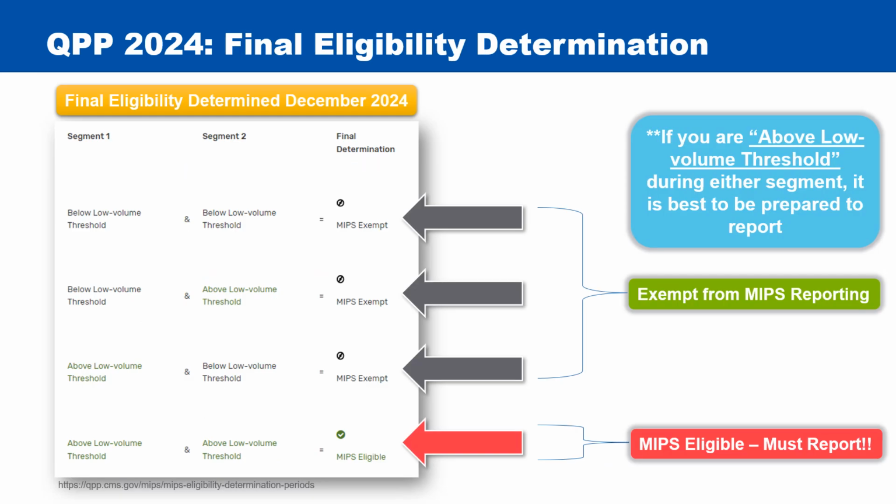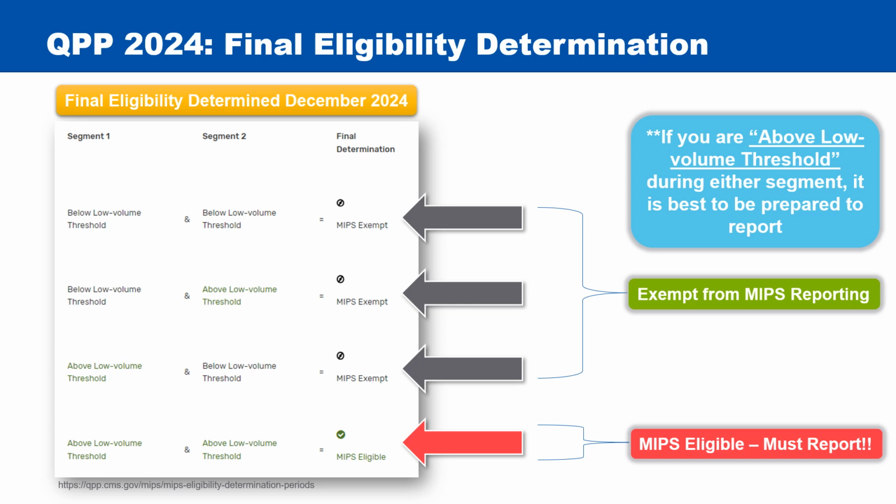Let's dive in to how CMS determines eligibility for the program. CMS is going to take two snapshots. That first snapshot, or segment 1, is going to begin on October 1st of 2022 and run through September 30th of 2023. They're going to then take that segment 2 snapshot. So if you're not eligible in that first snapshot, you're typically not going to be eligible or required to report in that second snapshot. But the second snapshot starts that following day. It's again going to be October 1st of 2023 and run to September 30th of 2024.